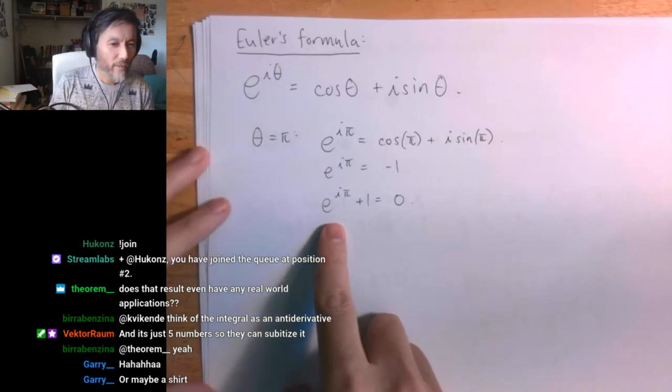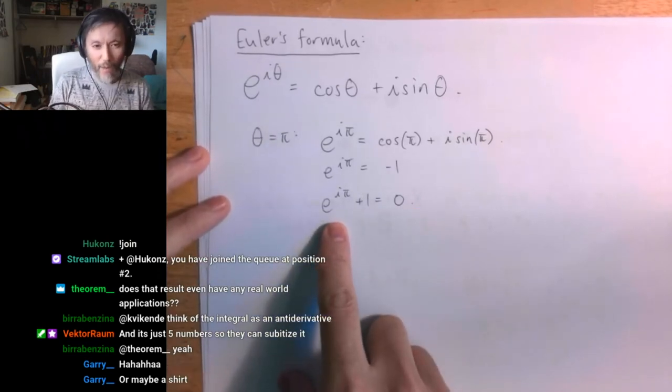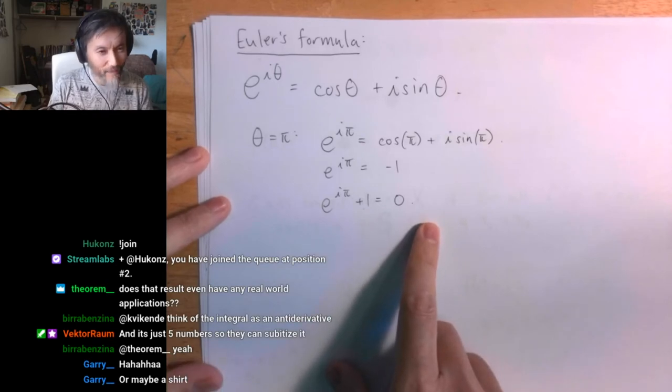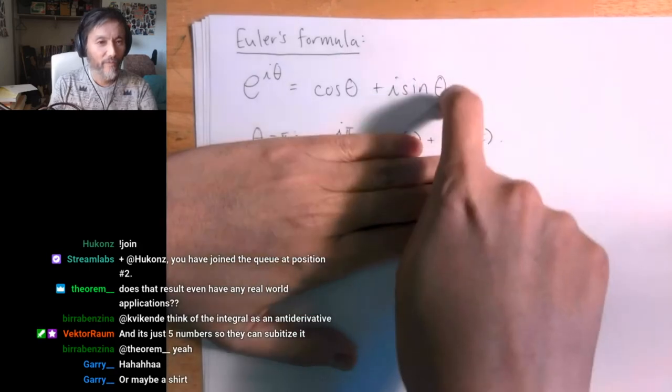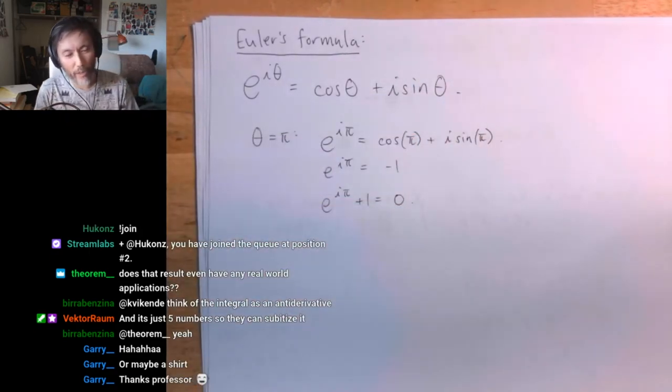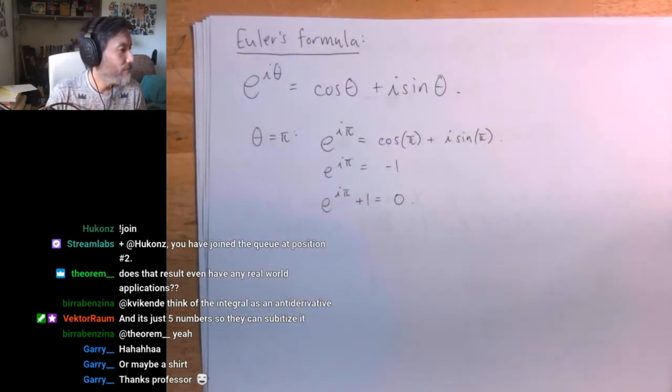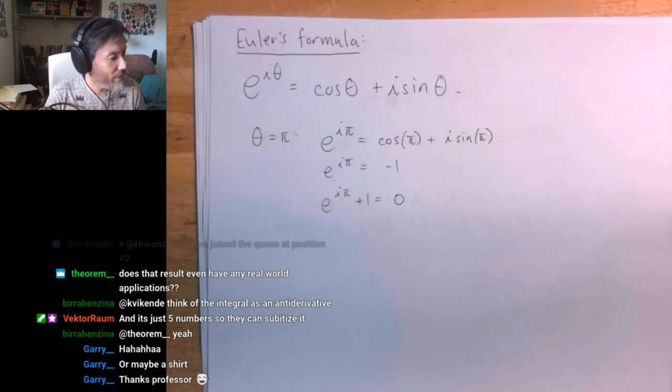Don't fall for the glitz and glamour. Don't fall for it, okay? This is not where it's at. This is where it's at, okay? Euler's formula. You're welcome. We're changing lives here on the stream.